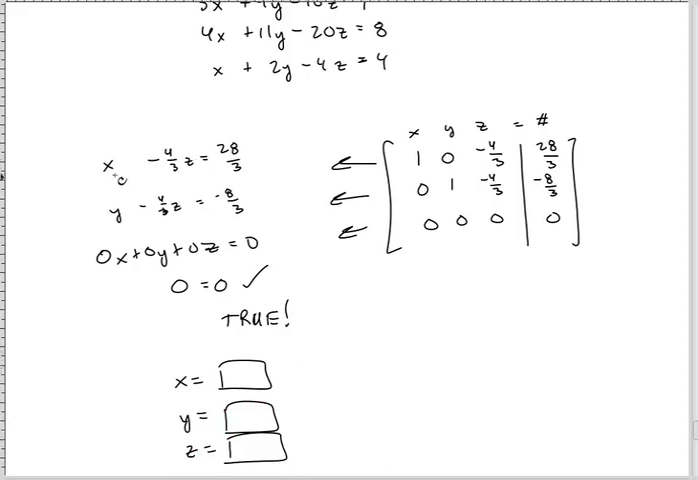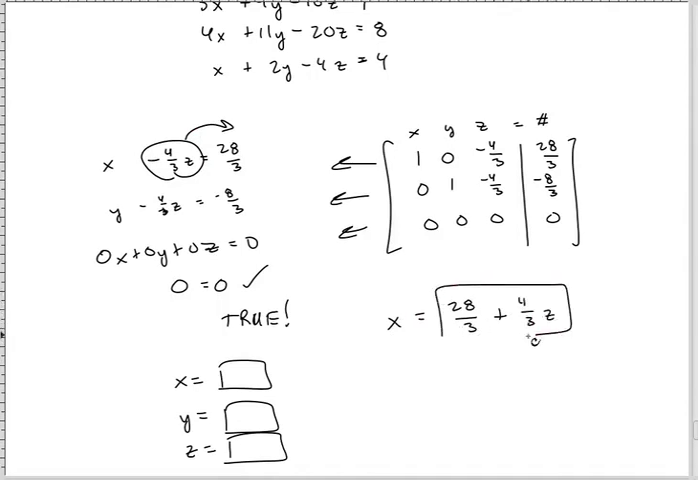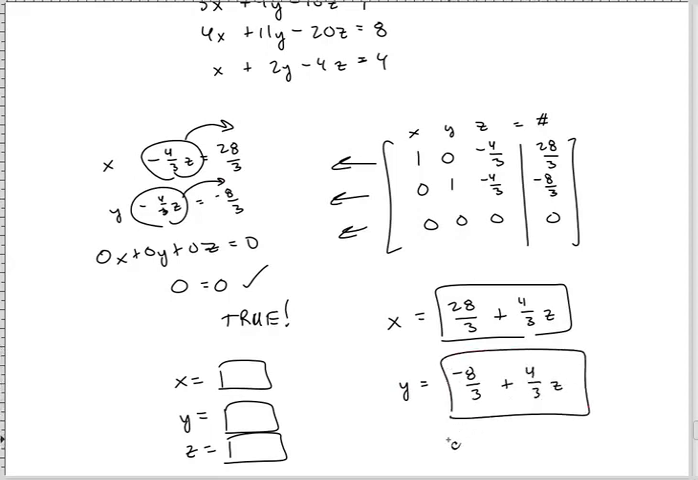I'm going to start solving for x right here. I'm going to take this and add it to the other side. So x is now equal to 28/3 plus 4/3 z. And there you go, I solve for x. Okay, my y. Same thing, I'm going to add this to the other side. So I get -8/3 plus 4/3 z. Again, I did technically solve for y.